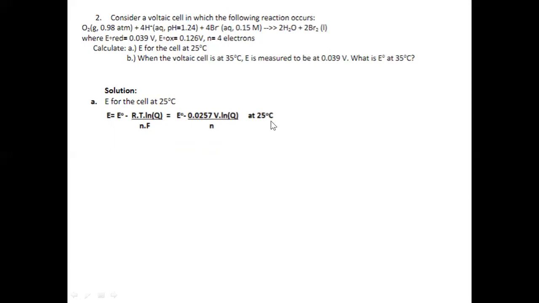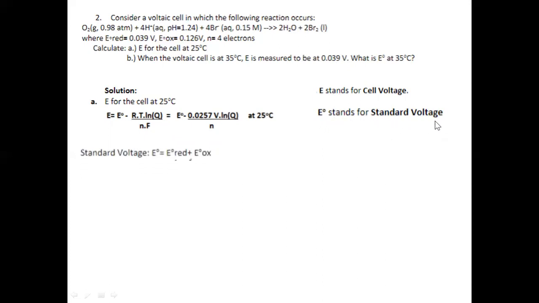Now let's proceed. Do not be confused again with E and E naught. E stands for cell voltage and E naught stands for standard voltage. Now, the standard voltage is equal to the sum of the voltages for reduction and oxidation. Now, let's substitute the following values: 0.039 volts plus 0.126 volts, which gives us 0.165 volts.